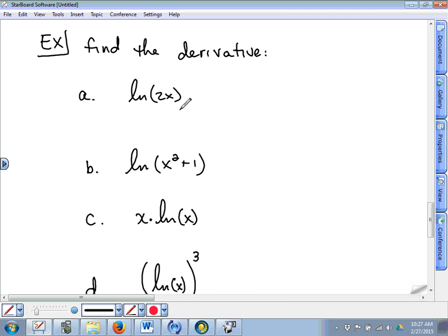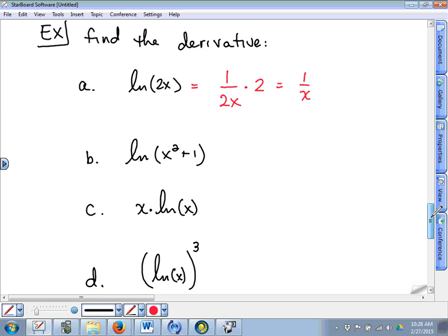That's all that's happening here. Forget about what's inside. What's the derivative of the natural log? That's what we're doing. It's 1 over whatever was there to begin with, right? But now you have to do a chain rule. What's the derivative of what was inside there to begin with? So then you multiply it by 2. So the derivative is just 1 over x.